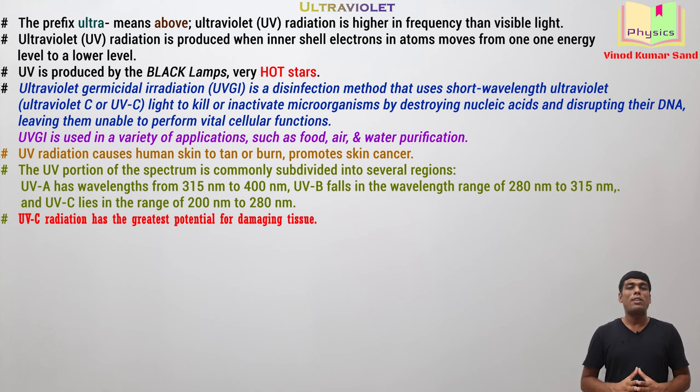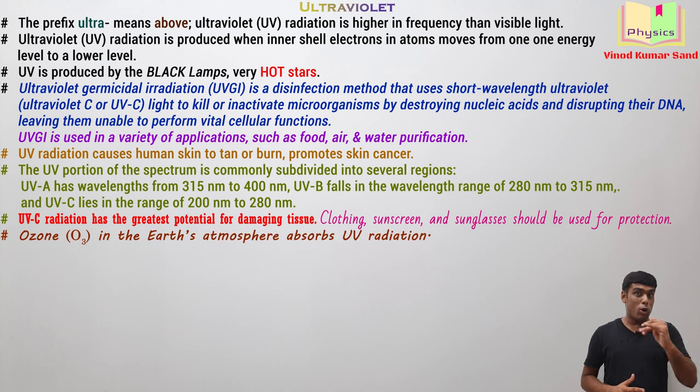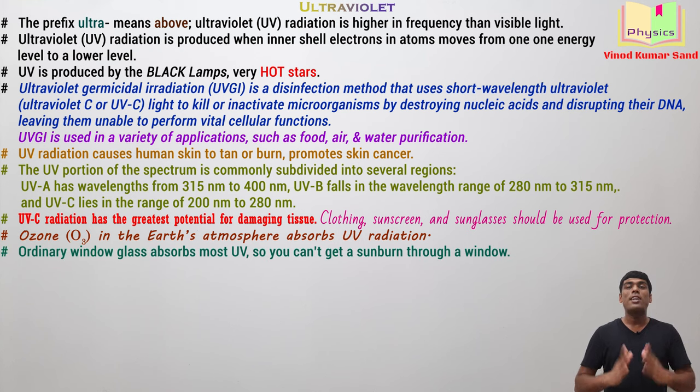That's why people use sunscreen when they are going out. The sunscreen actually absorbs the ultraviolet. The ozone in the atmosphere also absorbs the ultraviolet coming from the sun. Ordinary glass can block the ultraviolet.